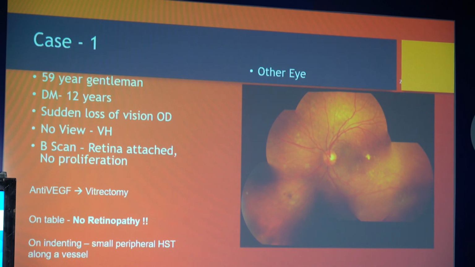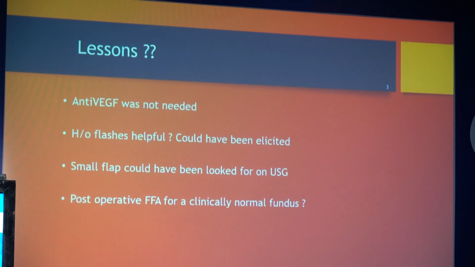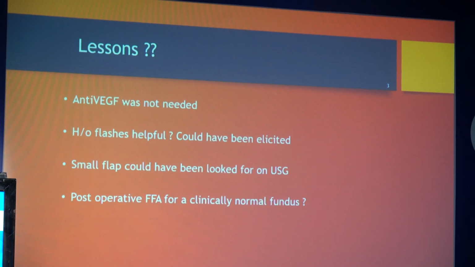We have retinopathy in the other eye, we have a history of diabetes, and we always presume that this could be vitreous PDR, but this case showed that it sometimes can be wrong. The lessons from this case: anti-VEGF was not needed. A history of flashes probably could have helped and could have been elicited. A small flap could have been looked for on USG on careful examination, and a post-operative FFA for a clinically normal fundus is something we should think about, to rule out PDR in this eye which looks normal, something like a featureless retina which we might be dealing with.